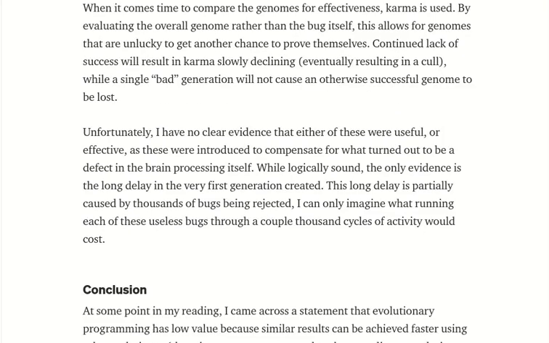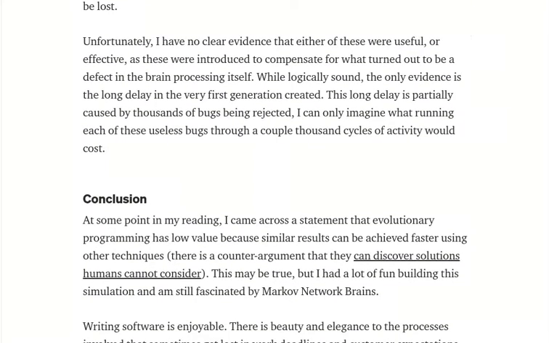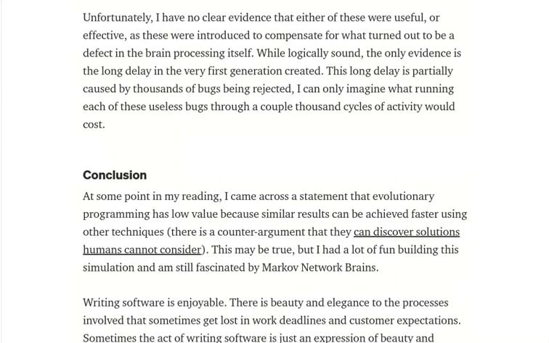Unfortunately, I have no clear evidence that either the early culling or the karma actually were useful. These were introduced to compensate for what turned out to be a defect in the brain processing itself. While logically sound, the only evidence is the long delay in the very first generation that gets created. This long delay is partially caused by thousands of bugs being rejected. I can only imagine what running each of these useless bugs through a couple thousand cycles of activity would cost.